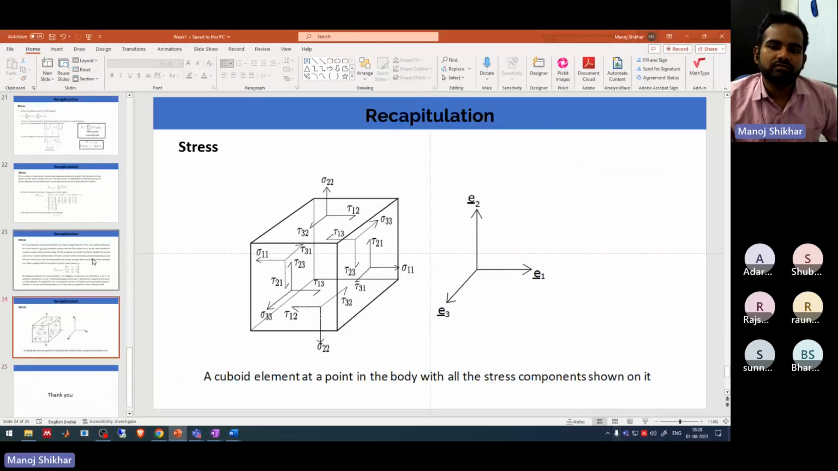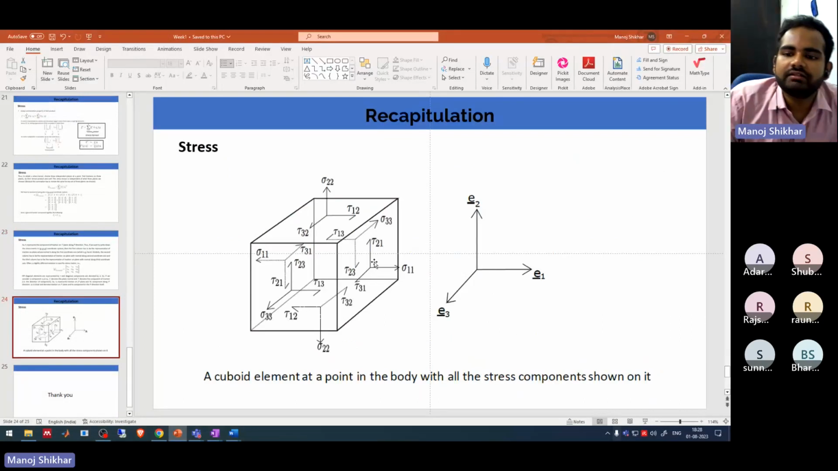So this is the recapitulation. Here one thing I will say, that tau 12 means the force is acting on a plane with normal in the direction of E1, and the direction of this force is in the E2 direction. Similarly, tau 23 is the direction of this shear stress is in the E2 direction, but it is acting on a plane which has a normal in the E3 direction. So here it will be in minus E3 direction because this is the back face.